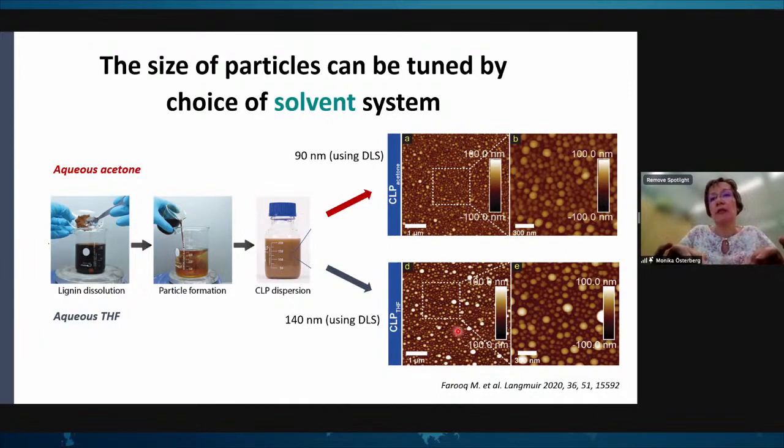And this we have looked into, what the reason for this is, and it can be explained by the interactions both between the solvents, so between acetone and water, and also between the solvents and the lignin molecules, and those lead to the formation of faster nucleation in the acetone system and smaller particles. But unfortunately, this is still unpublished results, so I'm not showing those today.